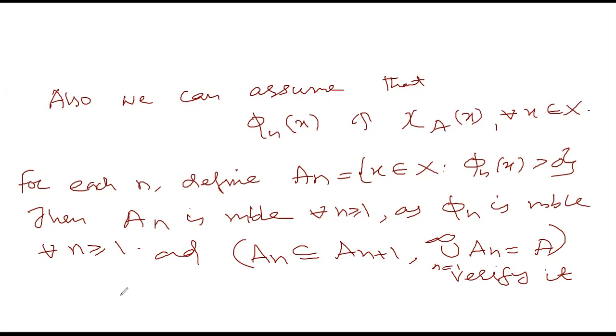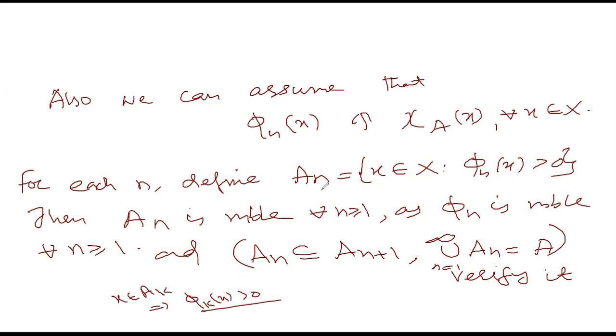Let me explain it here. Then x is in some A_k. So whenever x is in A_k, it means that phi_k of x is positive. So if phi_k of x is positive, it means that phi_n of x is positive for all n greater or equal to k, because phi_n is greater or equal to phi_k for n greater or equal to k, as phi_n is an increasing sequence.